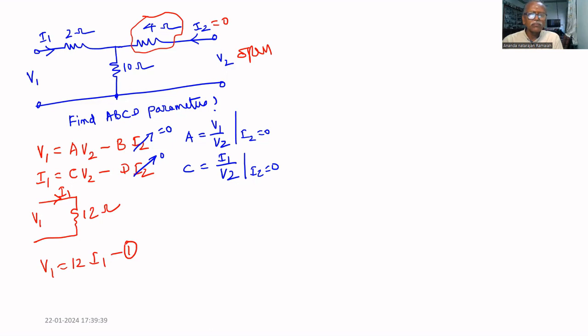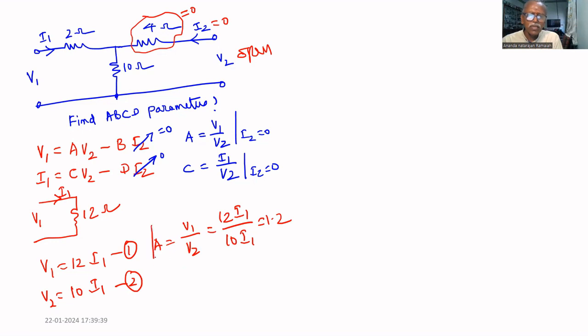Let it be equation 1. What is V2? There is no drop in the 4 ohm. Drop across this 4 ohm is 0. Therefore, V2 equal to 10 times I1. Let it be equation 2. From these two, we can find A. A equal to V1 by V2, that is equal to 12 I1 divided by 10 I1, that is equal to 1.2. A equal to 1.2. We got one result.